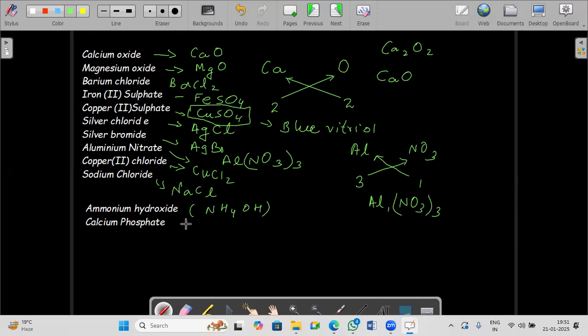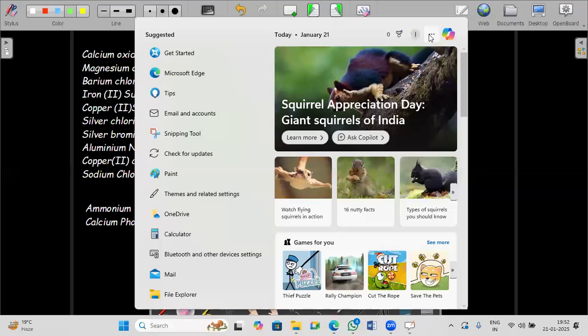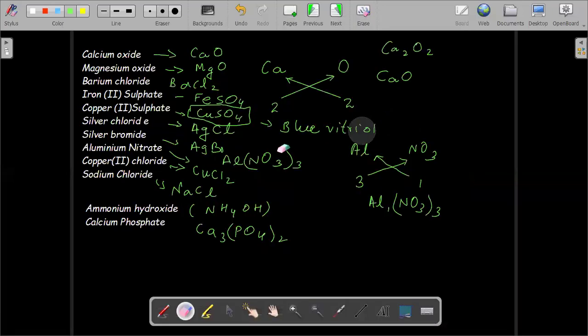Calcium phosphate is Ca3(PO4)2. You must check the formula. The phosphate has a valency of 3 minus, and calcium has a valency of 2. So you get the formula Ca3(PO4)2. All right.